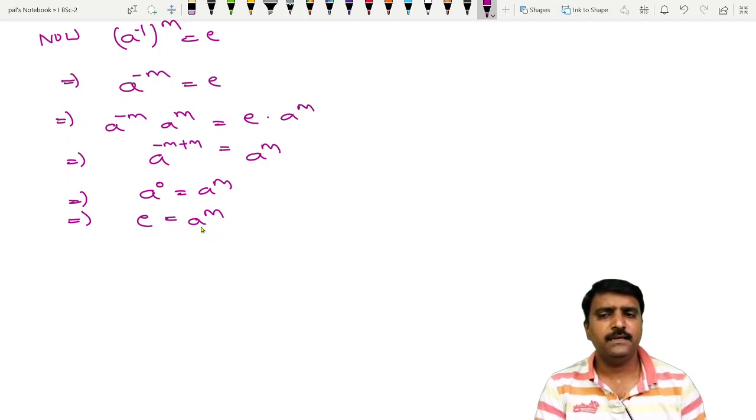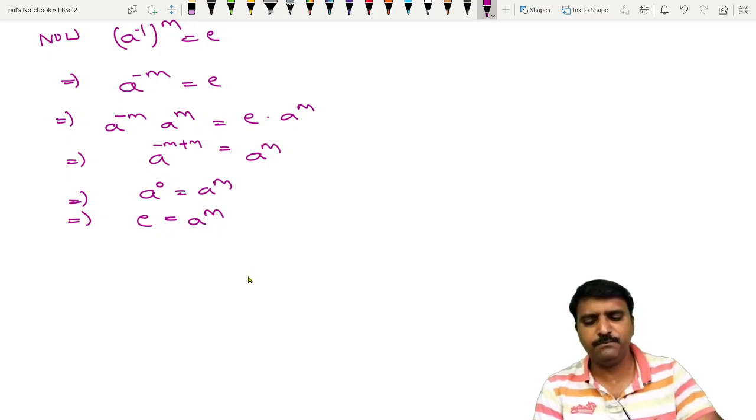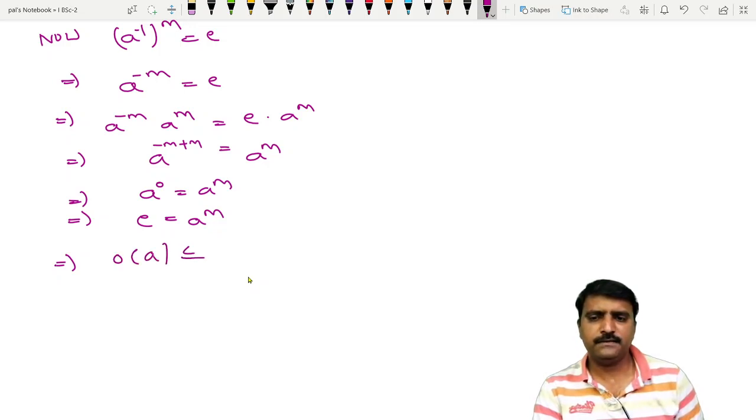If A to the power of m gives e, it means the order of A is less than or equal to m. So what it implies is that the order of A is less than or equal to m, or we say that the order of A is finite, because m is a finite number. So the order of A is finite.